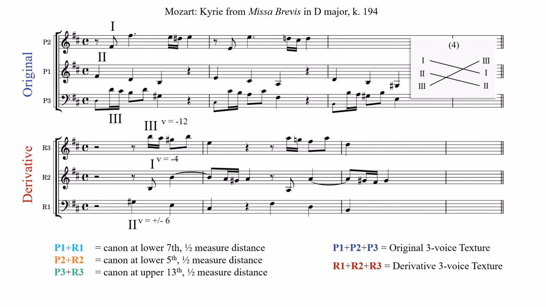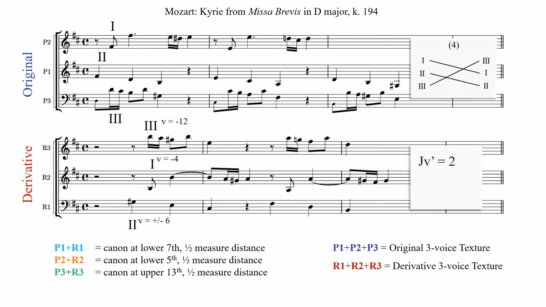And again, because all 3 canons have the same distance of entrance, these three derivative voices have no horizontal shift relative to one another, although the downbeat has shifted for all of them. Now we can find the vertical shift indices for each of the three combinations.